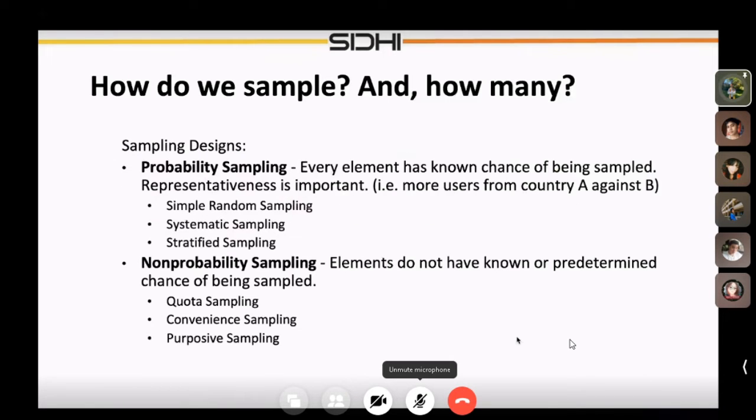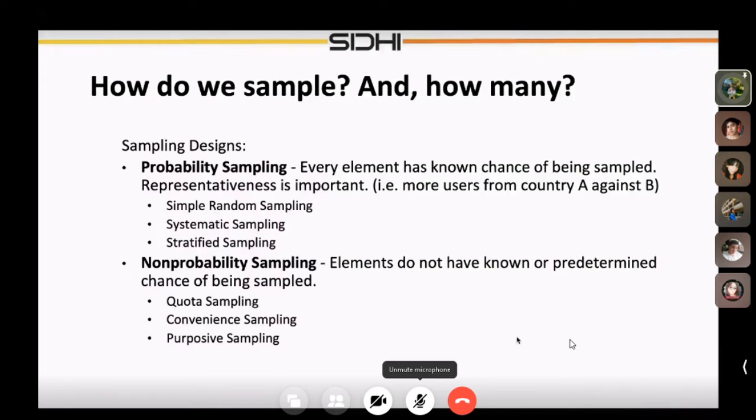So now, how do we do the sampling? There are two main sampling designs that we can consider. The first one is probability sampling, and the second one is non-probability sampling. For most research that's very rigorous, you would want a probability sampling design. Every element has a known chance of being sampled, and representativeness is important. So let's say I want more users from country A against country B. That's a form of sampling wherein you want a proportionate sample from country A against country B.